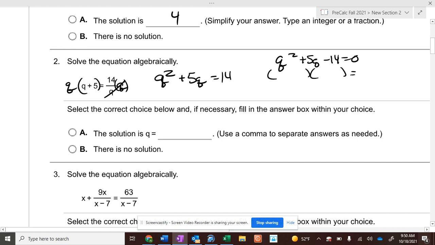Factor. q and q, plus and minus 7 and 2. So q equals negative 7 and a positive 2. Okay?